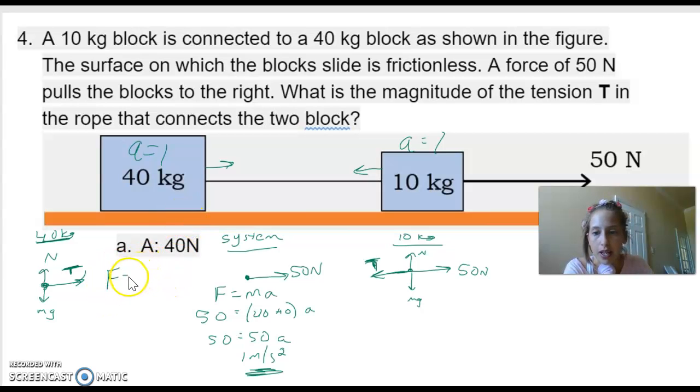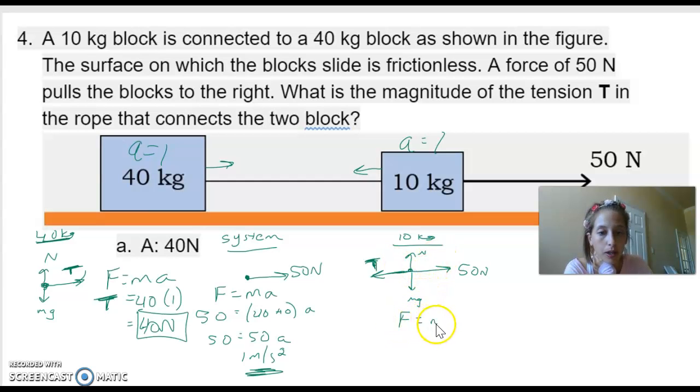Okay, so we do F equals ma again, this time for the 40 kilogram block. The net force, we don't know, it's just tension. But the mass is 40 and the acceleration is 1, so that tension has to be 40 newtons. That's how you know. So the answer is 40 newtons. If you want to take it over here and try to confirm it, that's okay too.